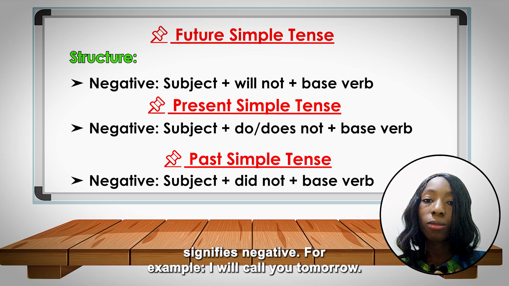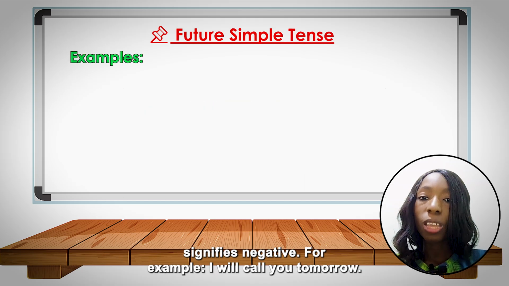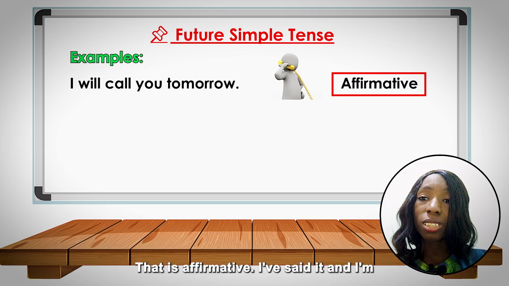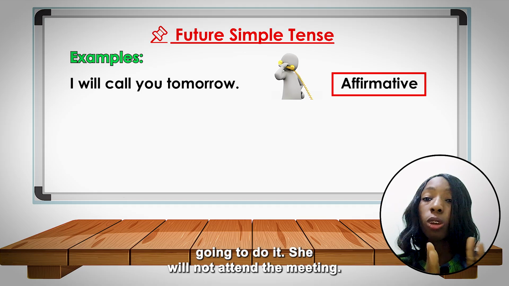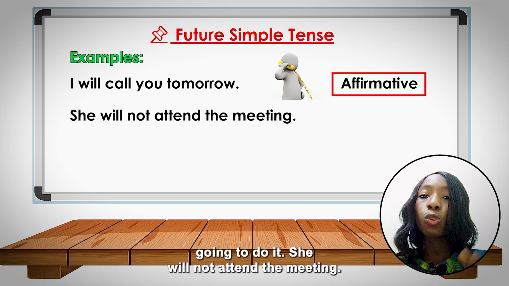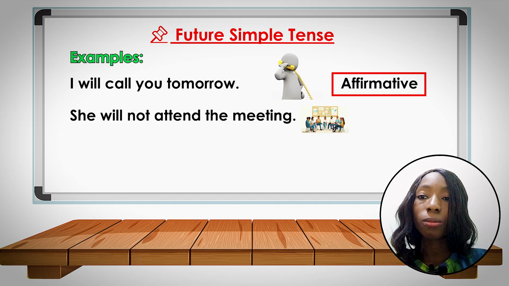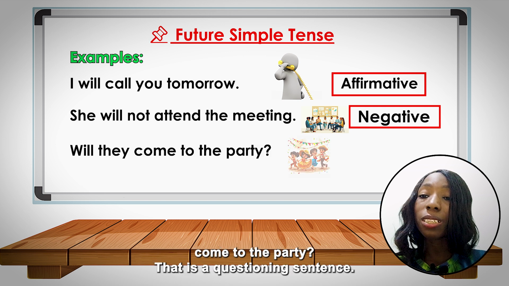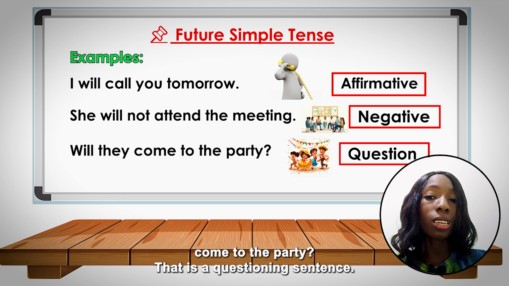For example, I will call you tomorrow. That is affirmative. I've said it and I'm going to do it. She will not attend the meeting. That is negative. A negative sentence. Will they come to the party? That is a questioning sentence.